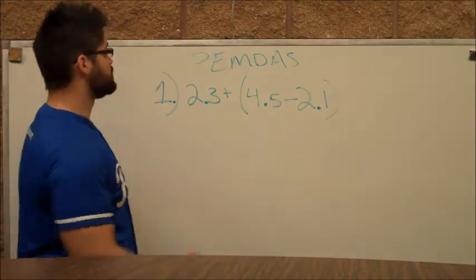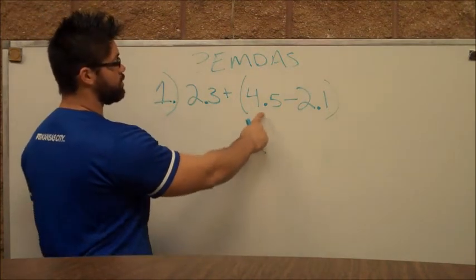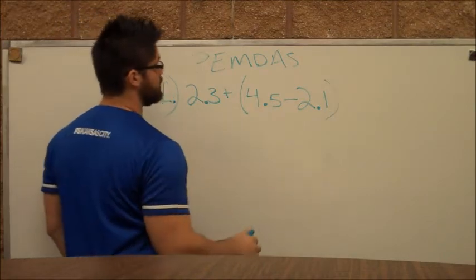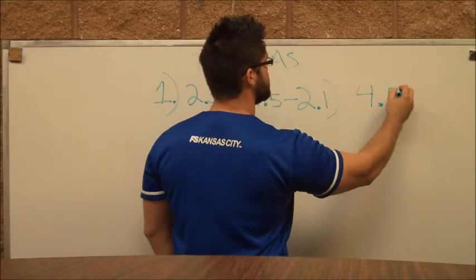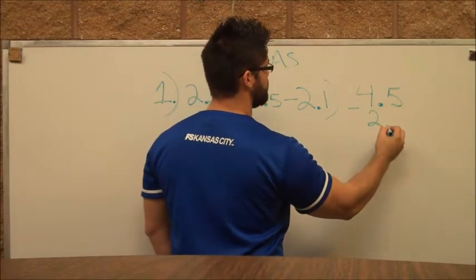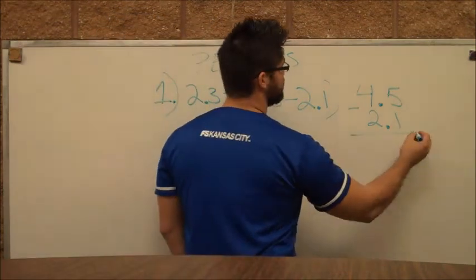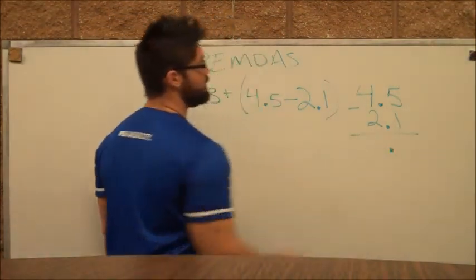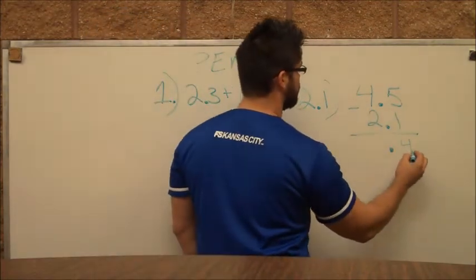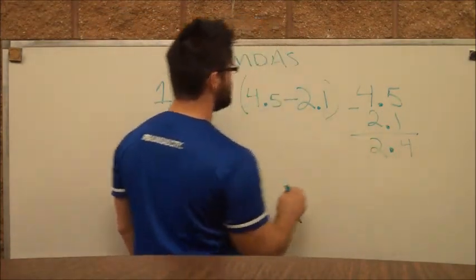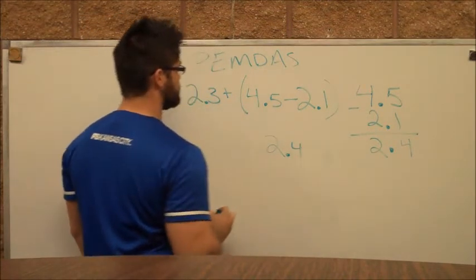So, in PEMDAS, first thing we do is parentheses. We look at our parentheses. We have 4.5 minus 2.1, or 4 and 5 tenths minus 2 and 1 tenth. What I'm going to do is, off to the side, line up my decimals because I'm doing subtraction. In addition and subtraction, we have to line up the decimals. So now, I just bring down my decimal point, and it's going to be just a normal subtraction problem. 5 minus 1 is 4, and 4 minus 2 is 2. So this parentheses, the quantity is 2 and 4 tenths.